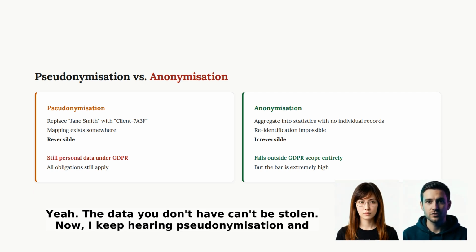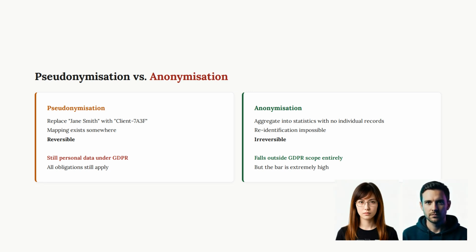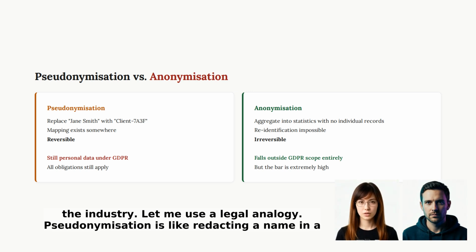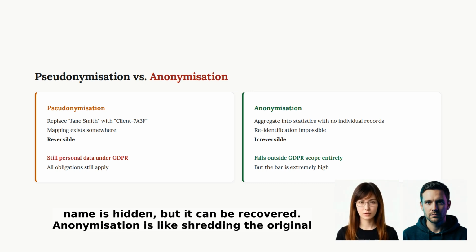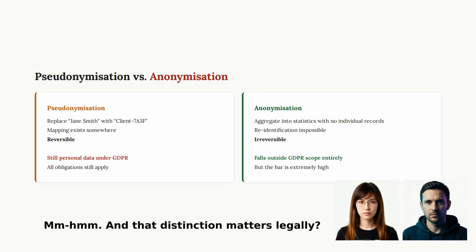Now, I keep hearing pseudonymization and anonymization used interchangeably. Are they the same thing? They are absolutely not, and confusing them is one of the most common compliance mistakes in the industry. Let me use a legal analogy. Pseudonymization is like redacting a name in a court filing, but keeping the unredacted version in a sealed envelope held by the court. The name is hidden, but it can be recovered. Anonymization is like shredding the original document so thoroughly that no one, not the court, not forensic experts, can reconstruct the name. Ever. And that distinction matters legally.